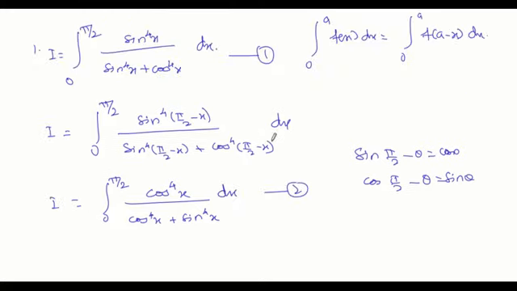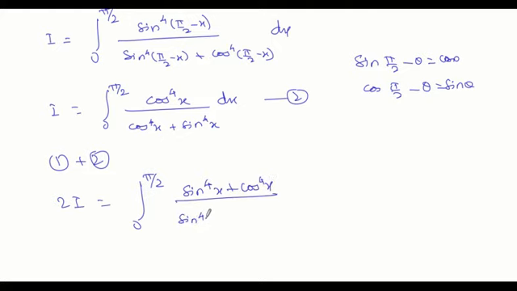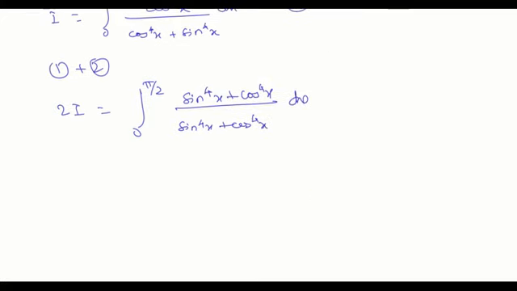Now compare 1 and 2, children. Both denominators are the same, the integral is the same, the element is also the same, only the numerator is varying. You can add them, 1 plus 2. That means I plus I, 2I equals integral 0 to pi by 2 of sin power 4x plus cos power 4x by sin power 4x plus cos power 4x dx. Children, this gets cancelled. Both get cancelled.